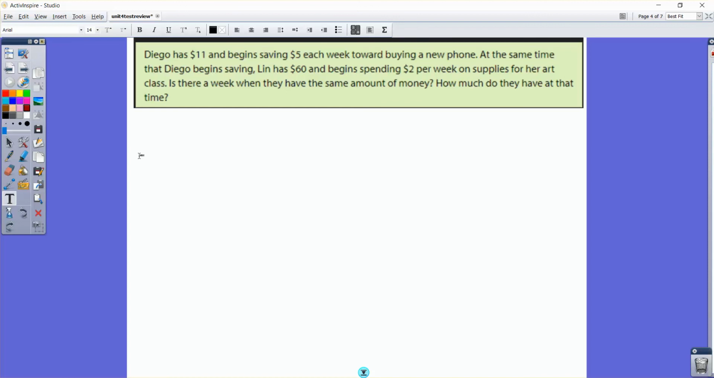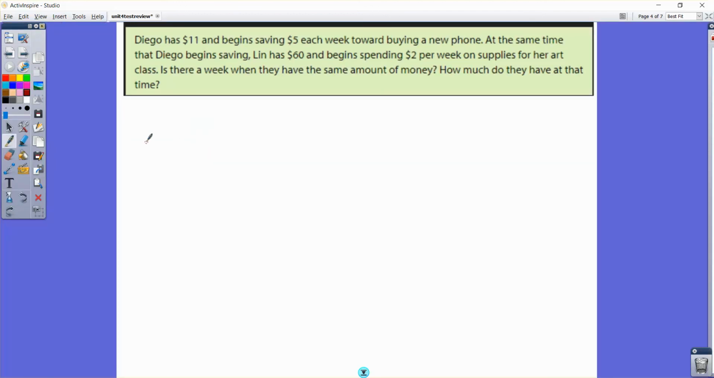Here we have a problem we can approach a couple of different ways. Let's first read the problem and understand what's going on, and then we'll sketch up something and see what we can do. So Diego's got 11 bucks and begins saving $5 each week towards buying a new phone. At the same time, Lynn has $60 and is spending $2 per week on supplies for her art class. Is there a week where they have the same amount of money? How much do they have at that time?